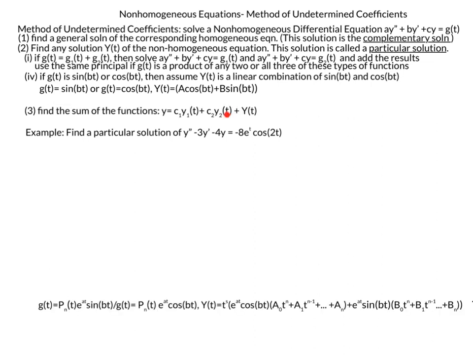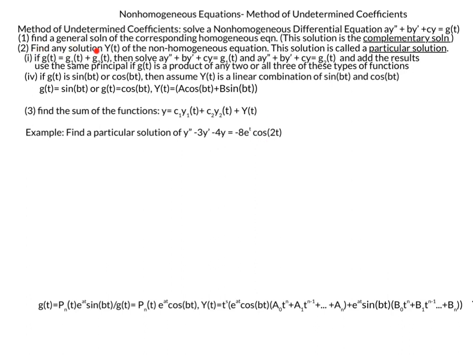And for our next example, again, we have the same left-hand side. There's a reason for that, and we're going to come to it soon. But the same left-hand side, y double prime minus 3y prime minus 4y. And now our g of t function is equal to minus 8 e to the t cosine of 2t. And so what you see here is you have an exponent times a cosine function.